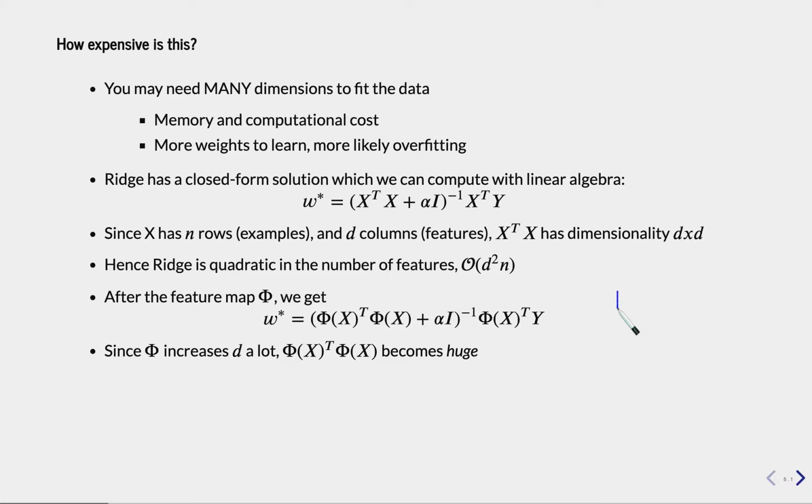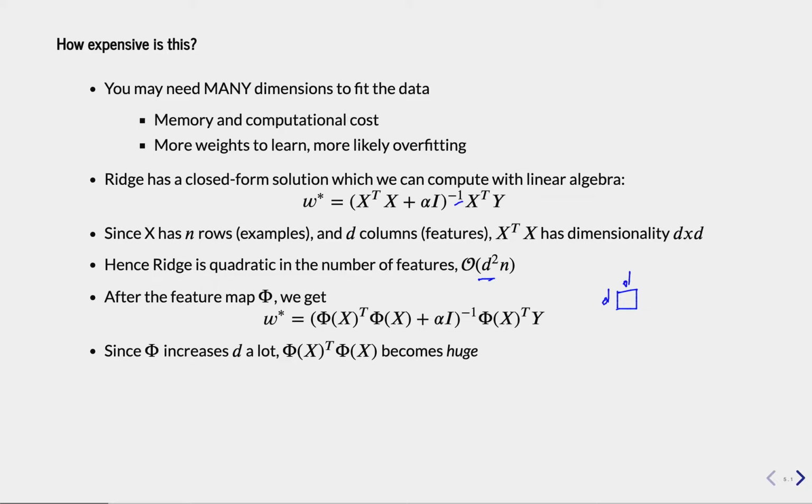And so it's D columns and D rows. And then we have to take the inverse of that. And this will mean that doing this calculation is quadratic in the number of features D, right? Which is bad enough by itself, right?